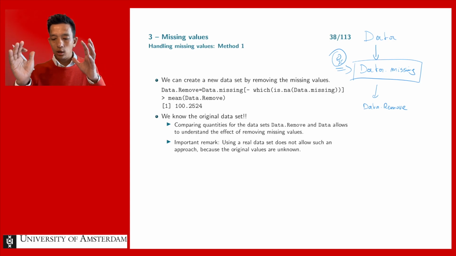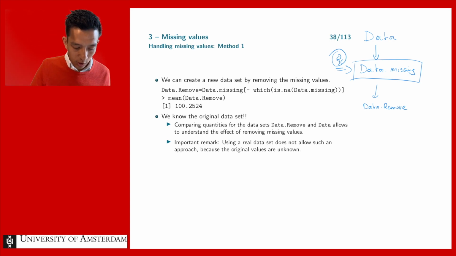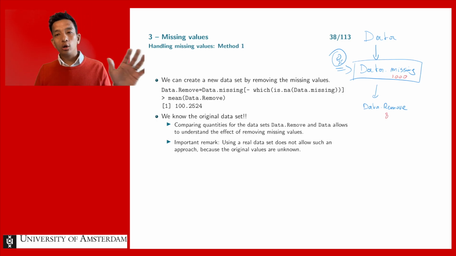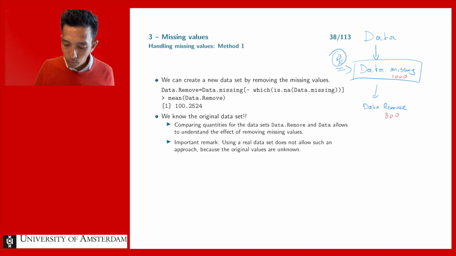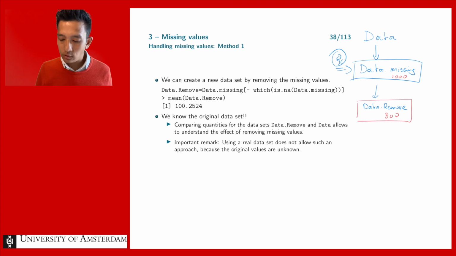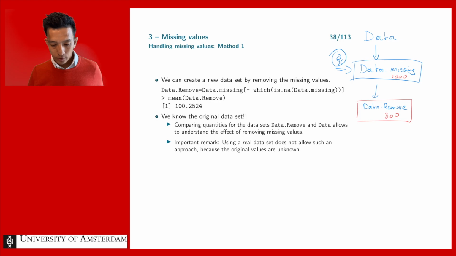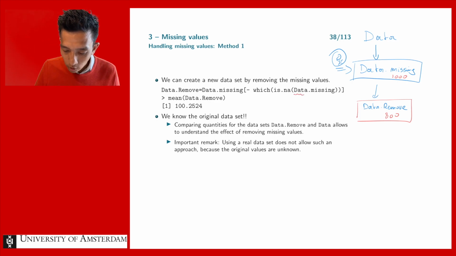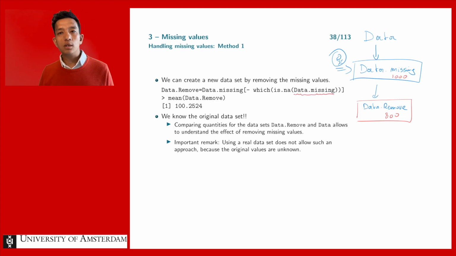I had initially 1000 observations. This is a dataset with 1000 observations. After I remove all the missing values, I end up with a dataset with 800 observations. So what I do is I take my original data with missing values. I check: do we have missing values, and where are my missing values?